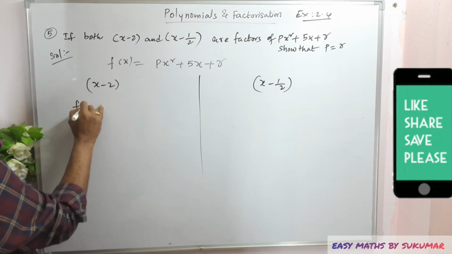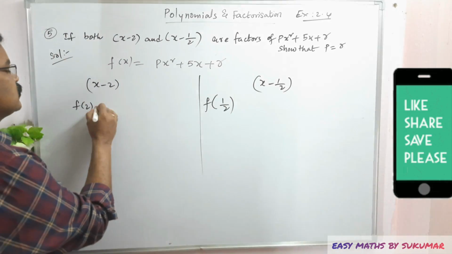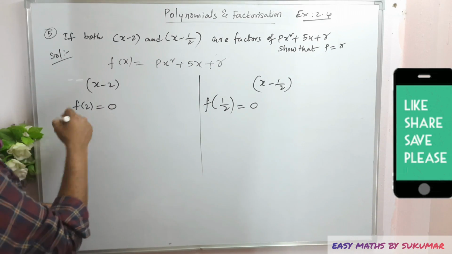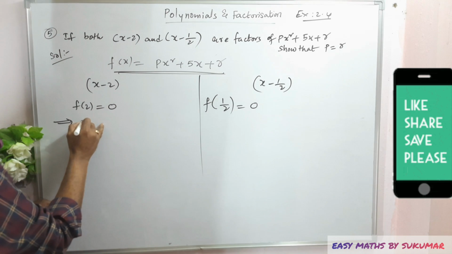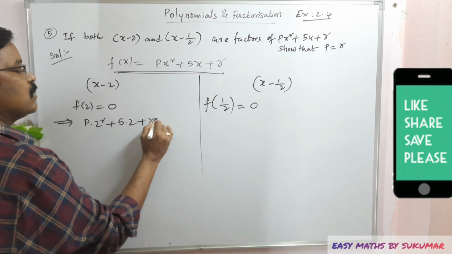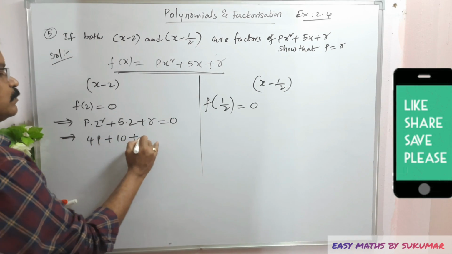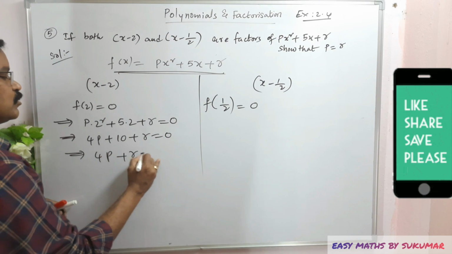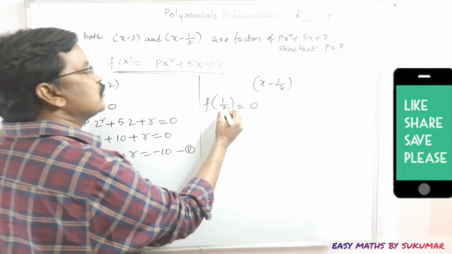That means f of 2 should be equal to 0, and f of 1 by 2 should be equal to 0. Let us substitute x is equal to 2 in the given polynomial. f of 2 means p into 2 square plus 5 into 2 plus r. This is equal to 0. This implies 4p plus 10 plus r is equal to 0. This implies 4p plus r is equal to minus 10. This is equation 1.